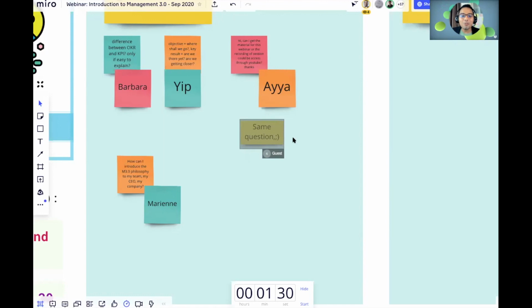So how do we do that? That's part of the Management 3.0 learning, all the ideas. But in a nutshell, go slow.